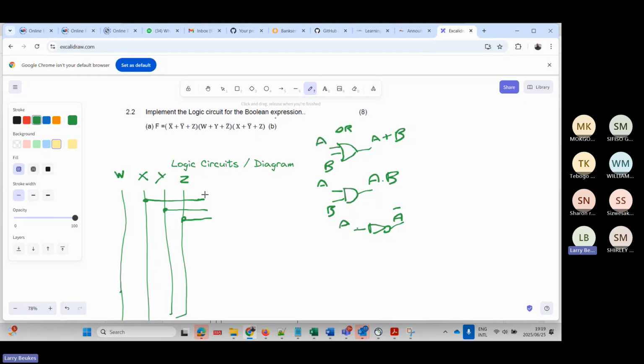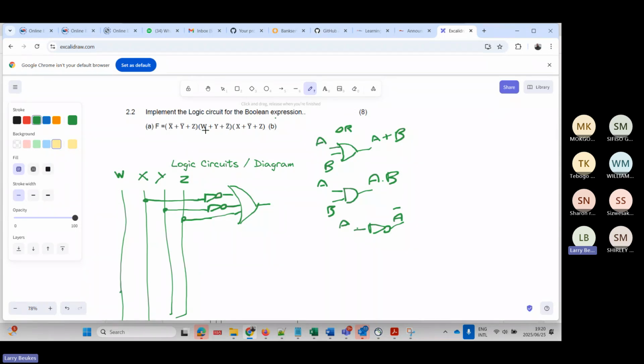So we invert the X. Then we invert the Y. Then we put everything into a 3-input OR gate, right? Okay, so we're done with this one.